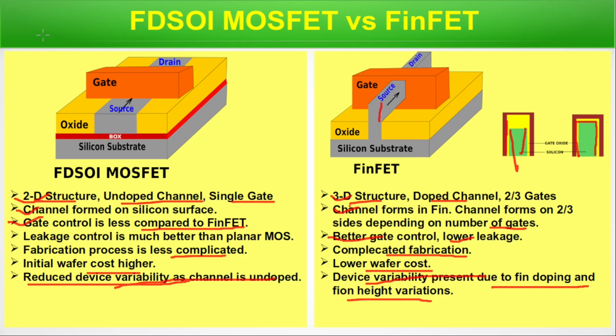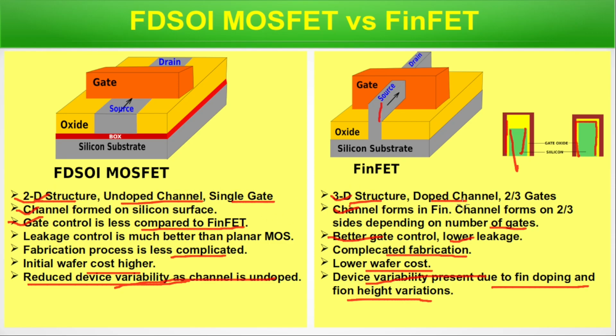So in FDSOI, since the channel is completely undoped, the variability due to doping is not present here. In case of FinFET, the channel is doped, so that variability is there. Another variability is fin height. Fin height is another point where variability is included. So variability plays a role in case of FinFET. These are the differences between FDSOI MOSFET and FinFET.